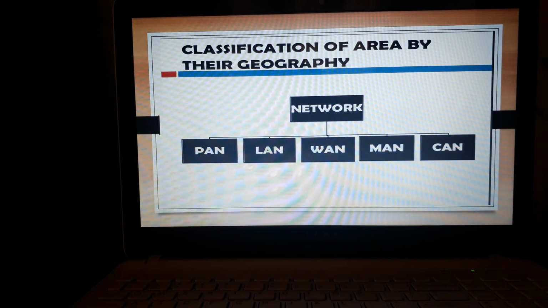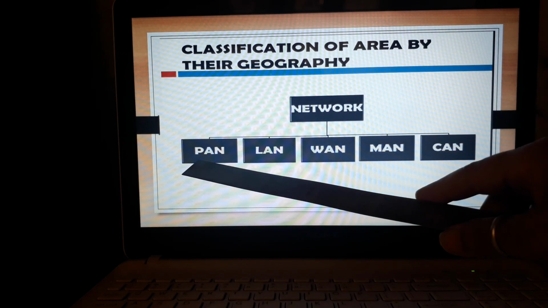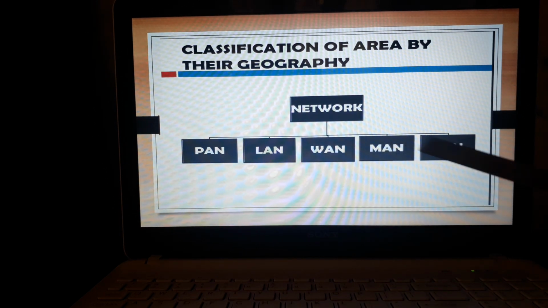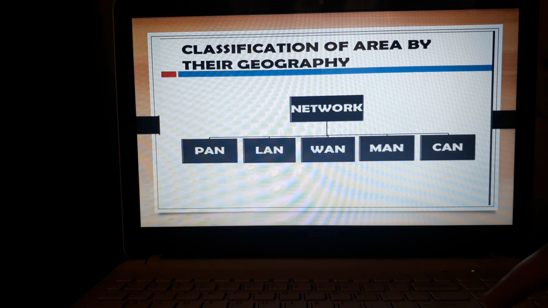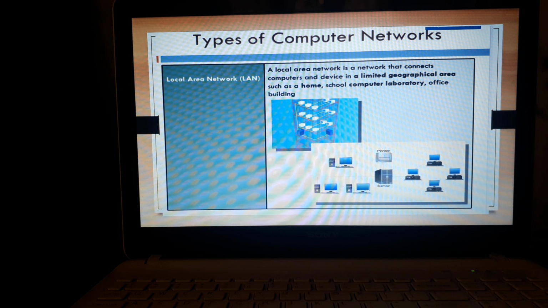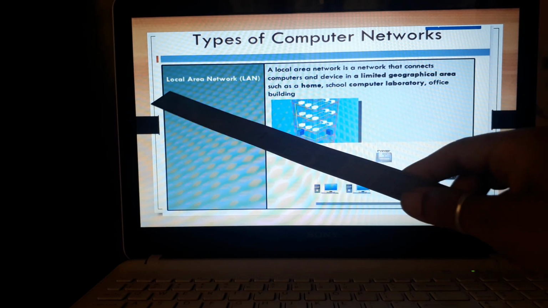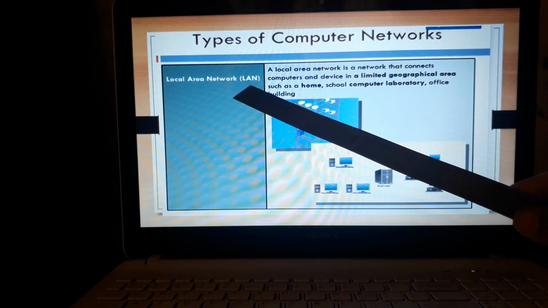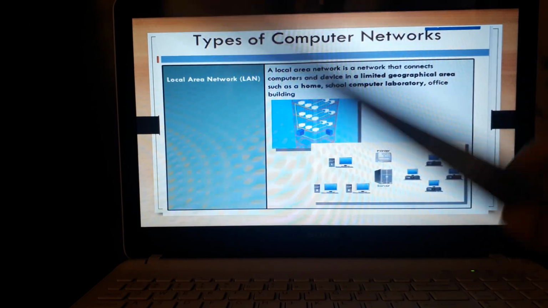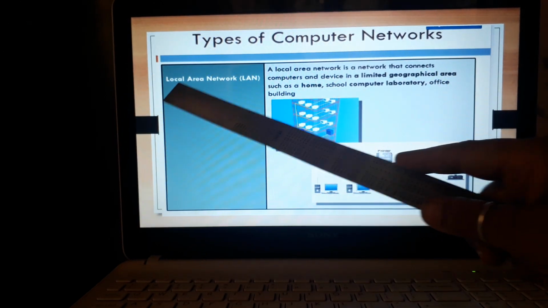Now, the classification of networks by their geographical area. Different types of network are available. I will just give you the different types of network: PAN, then LAN, then WAN, then MAN, then CAN. Now I will explain all these types of networking. The types of computer networks: first, LAN, local area network. And students, I always say that you have to learn the full form. So LAN, local area network.